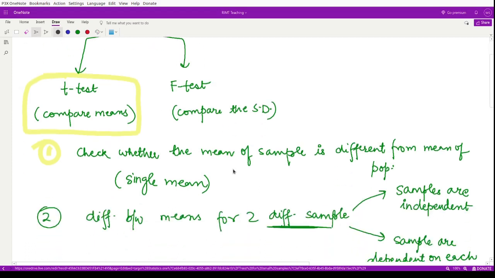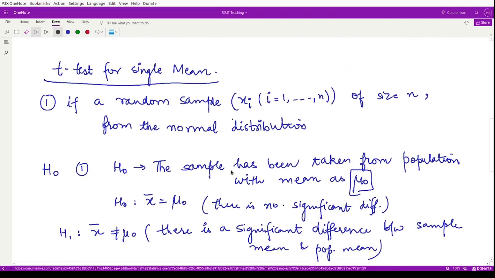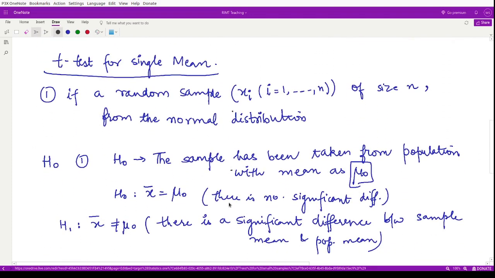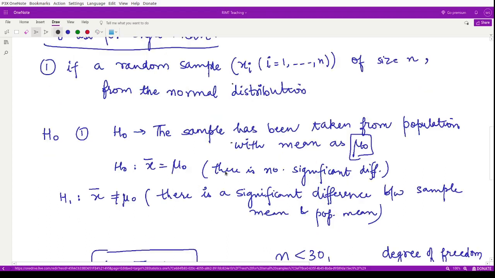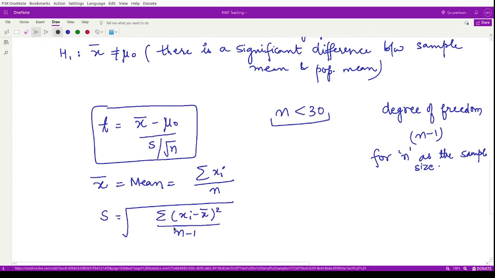So I have given you the procedure to solve the t-test whenever you want to compare the mean of the sample with that of the population. These were the steps. First of all, you formulate the hypothesis, then you signify the level of significance and the associated degrees of freedom, and then you calculate the test statistic t using this formula, where n is the number of elements present in the sample, small s is the standard deviation of the sample, which you calculate using this formula, and x bar is the mean of the given sample. Mu naught is the mean of the population which you want to test here.